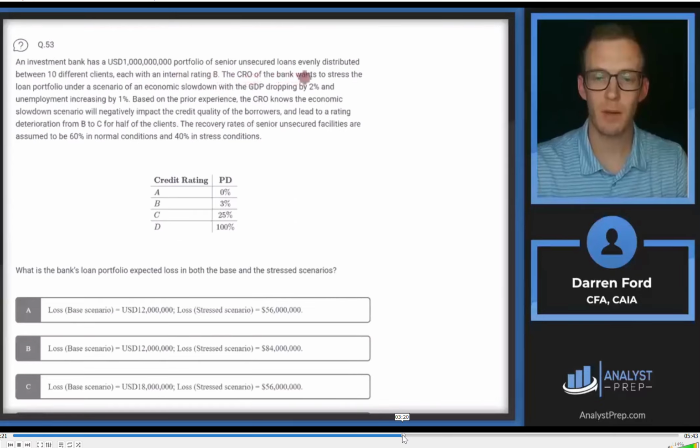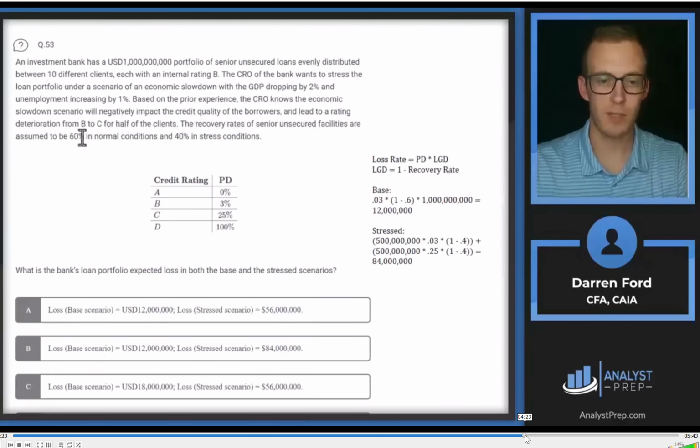The bureau of the bank wants to stress the loan portfolio. Under what is the bank's loan portfolio? 50% in normal conditions and 40% in stress conditions. So for our base scenario, we're going to calculate expected loss.